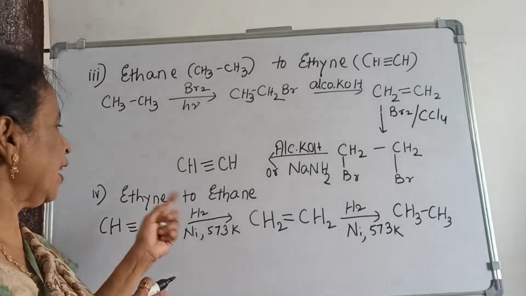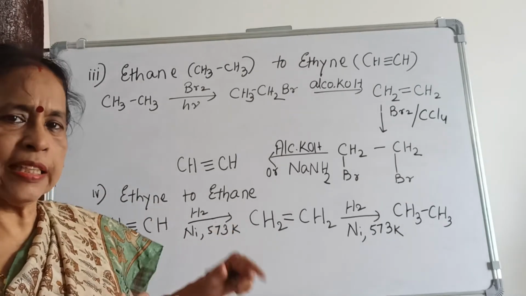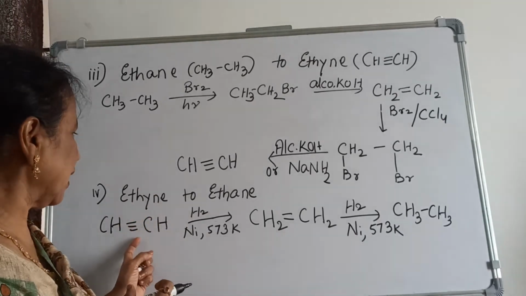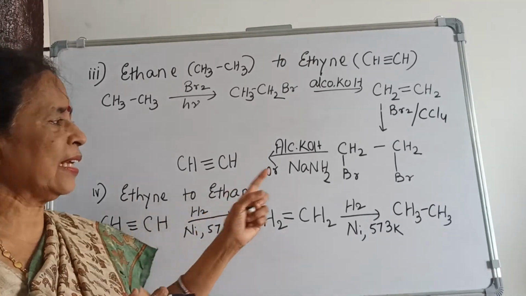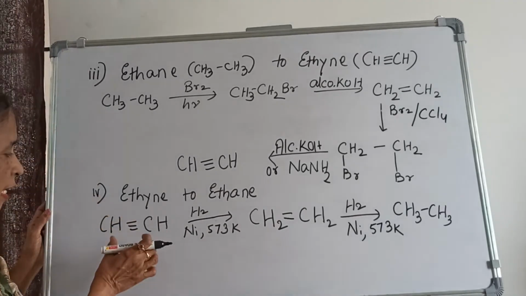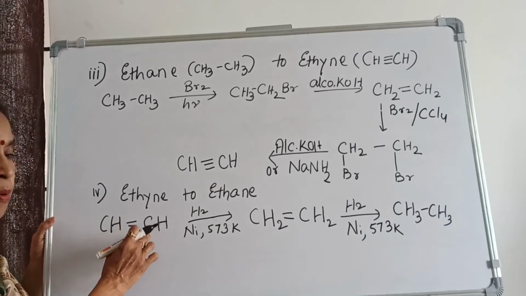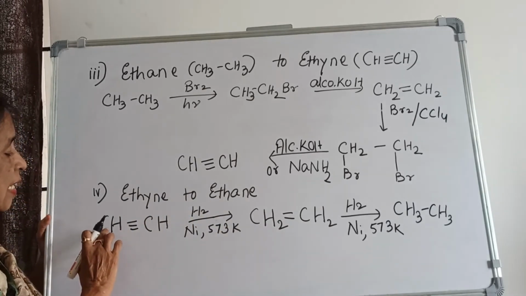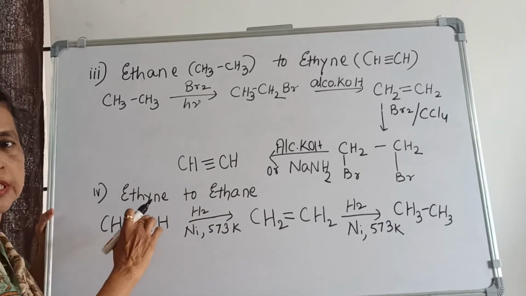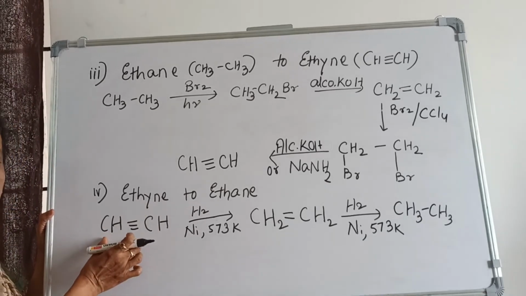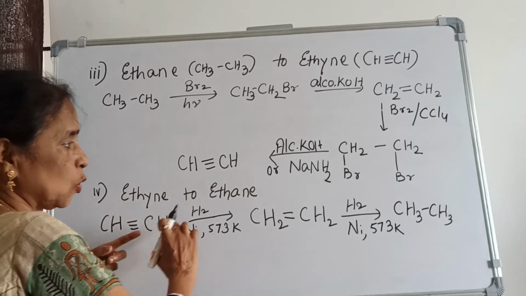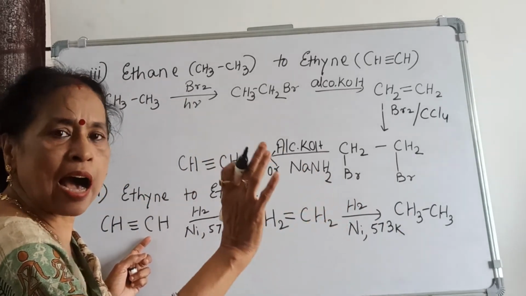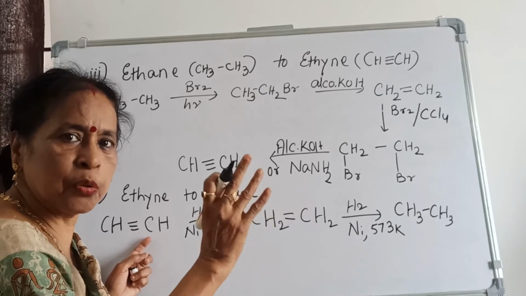Then come to ethyne to ethane. Ethyne, triple bond. Ethane, single bond. How many carbon? 2 carbon. So the question, ethyne, CH triple bond CH. What is the common formula? Here you can say C2H2. C2H2 is the formula, and the structure is CH triple bond CH, and the question is it will convert to ethane. There is no double or triple bond, only single bond. Alkane, how many carbon? 2 carbon.